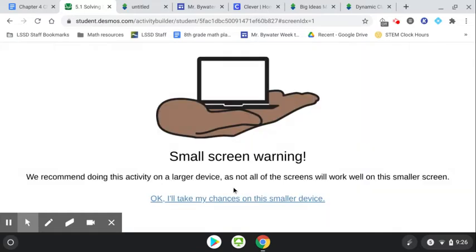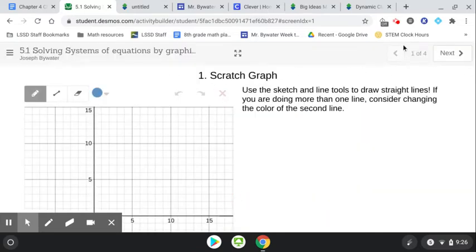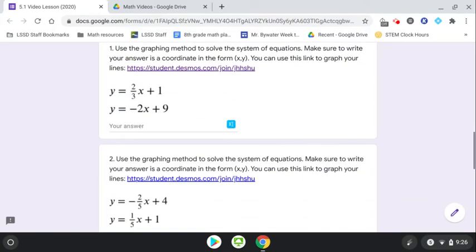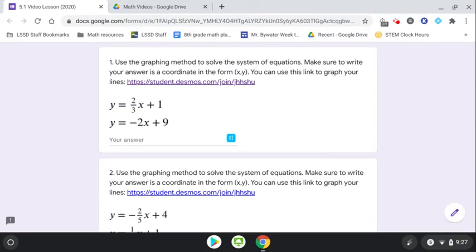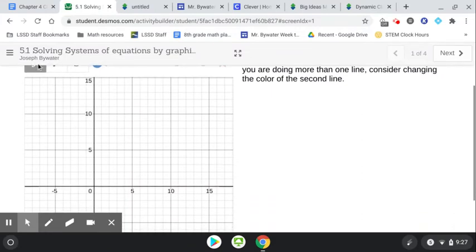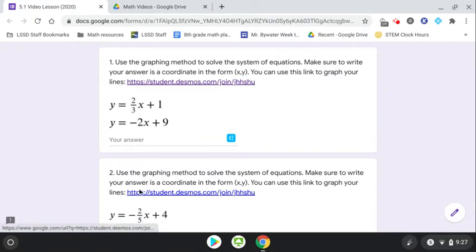Once you click on that link, you'll notice that there are 4 different graphs so that you can do all 4 of the examples from this video lesson Google form that I have made for you. So here's our first example. I want to start right there at 1. So I'm going to click on the pencil tool here, and I'm going to go to 1 and click right there. There it is. All right, and then my slope is 2/3.